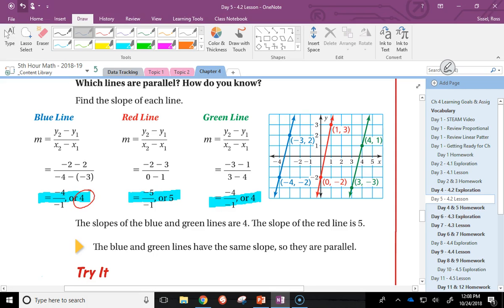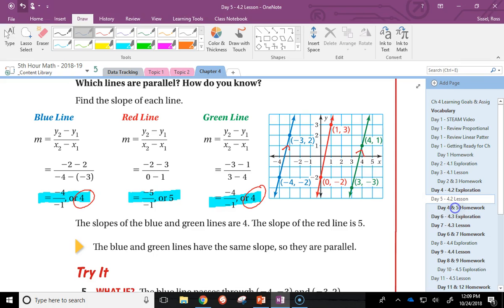The slope of the blue line is 4, and the slope of the green line is 4. These 2 lines will never cross. The red one, even though the slope is close, is coming in at just a small enough angle that it's going to continue until it does cross. So, if the slope is the same, that means they are parallel.